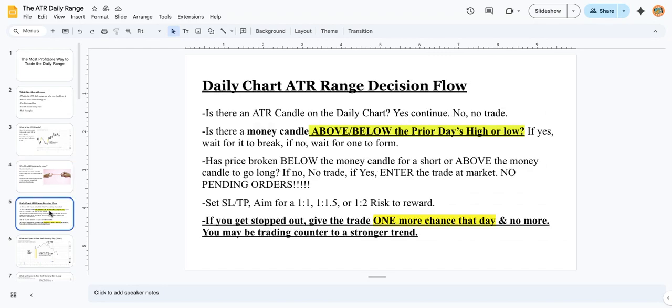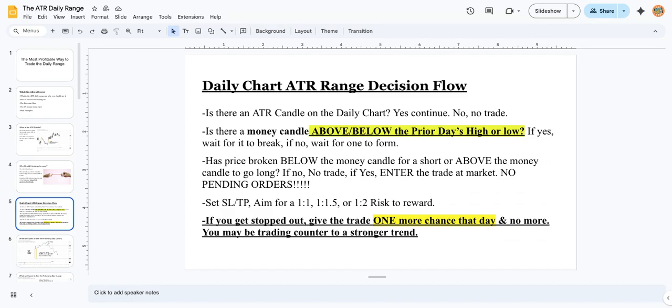That's it. So here is our daily chart ATR range decision flow. Remember, we're talking about the candle range theory, and this all still falls under the umbrella of that. What we're doing is focusing on the daily chart, and then dropping down to a 15-minute chart on the following day to take our entry.